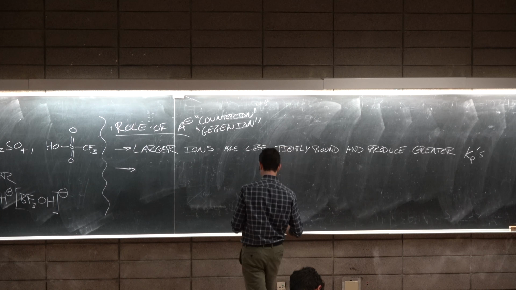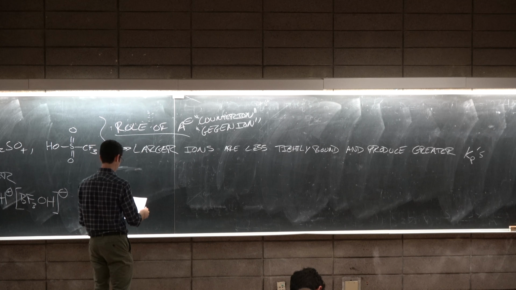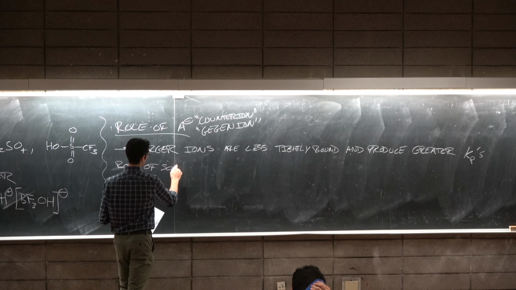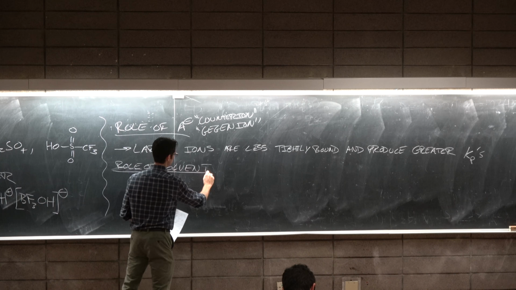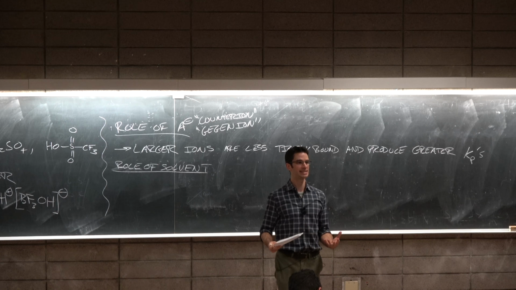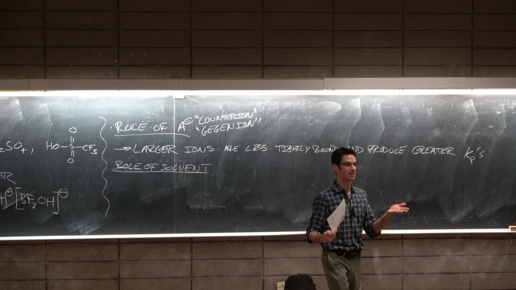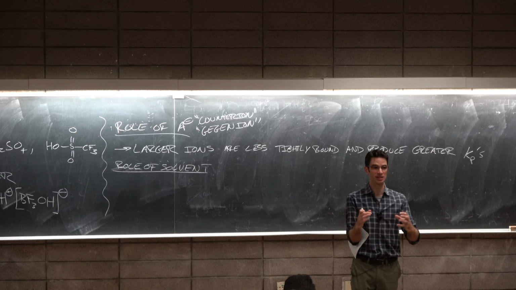Similarly, there's an important role of the solvent and particularly its dielectric constant. So if the solvent has a high dielectric constant, it means it has a high density of dipoles and can screen charges. So if you have a high dielectric constant, then you can screen the charges between the positive growing chain end and the negative counter ion.